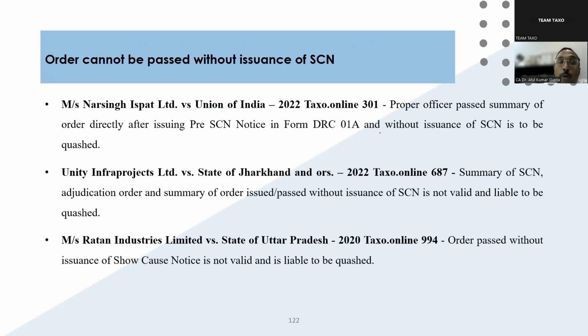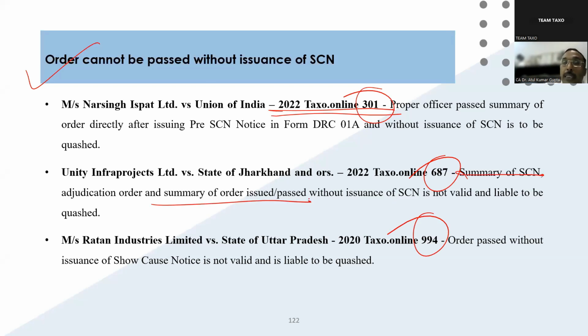Then, my dear friend, an order cannot be passed without issue of show cause notice, as I mentioned to you. So you can note down these three judgments: 301, 687, and 994. These are the three important orders wherein a summary of the order was passed, or a summary of the show cause notice was also issued. Summary of show cause notice issued, summary of order passed, is not a valid one, so liable to be quashed.